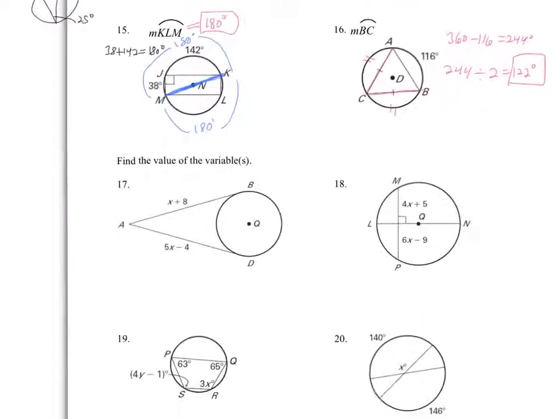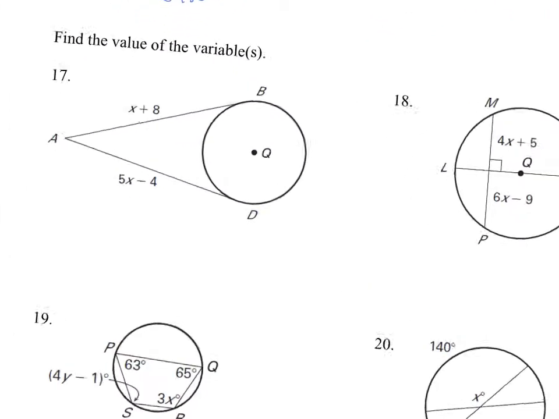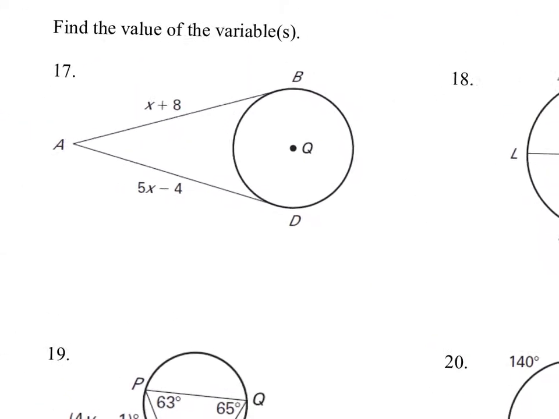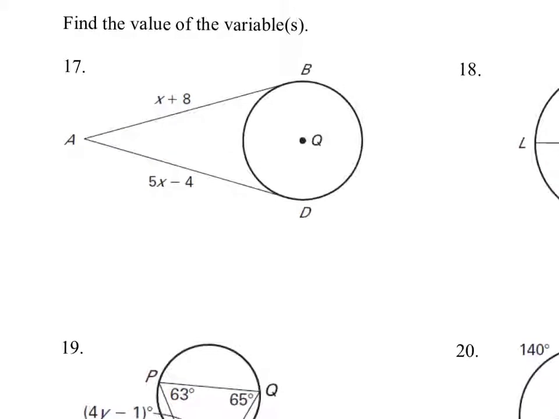Okay, we have some more theorems to use with the next set. In number 17, we have a theorem that says, and if you look at the theorem in your packet, it looks just like this setup. It says if you have 2 tangent segments that are hitting a circle and they're both starting at the exact same point outside the circle, those 2 segments will be congruent. So all you have to do is set them equal to each other and solve.